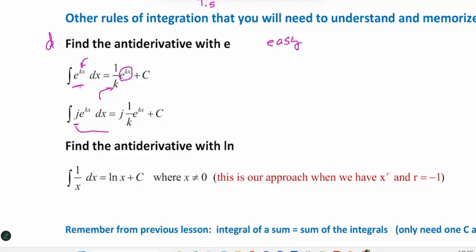What if you have a constant involved? The constant comes along for the ride. This looks the same, and you're going to divide by the coefficient of the x. Done. So that's why it's easy, but you're going to have to memorize this.